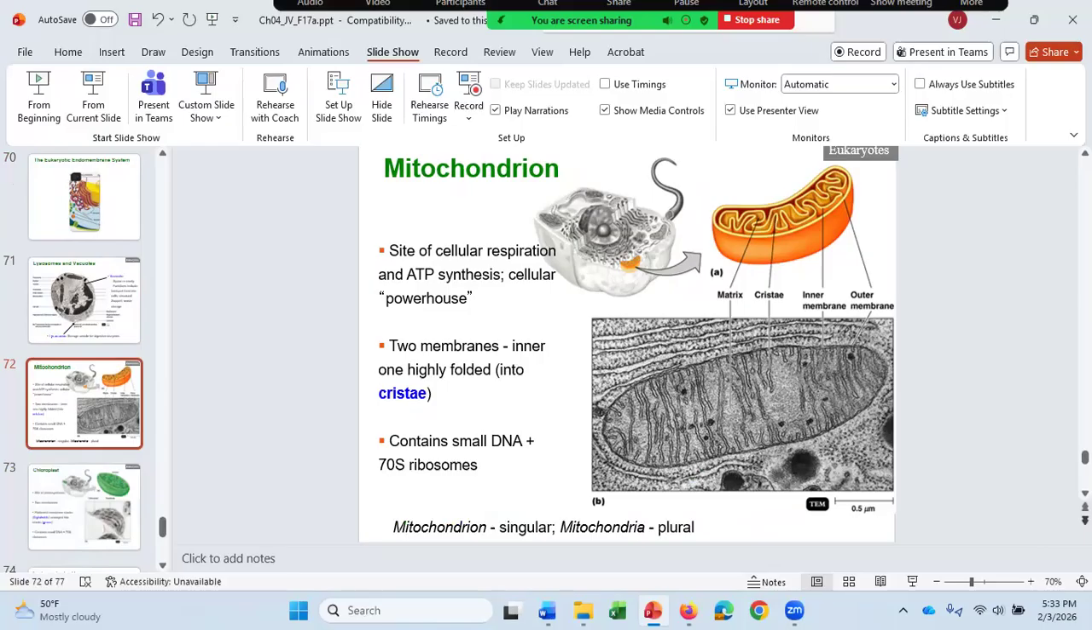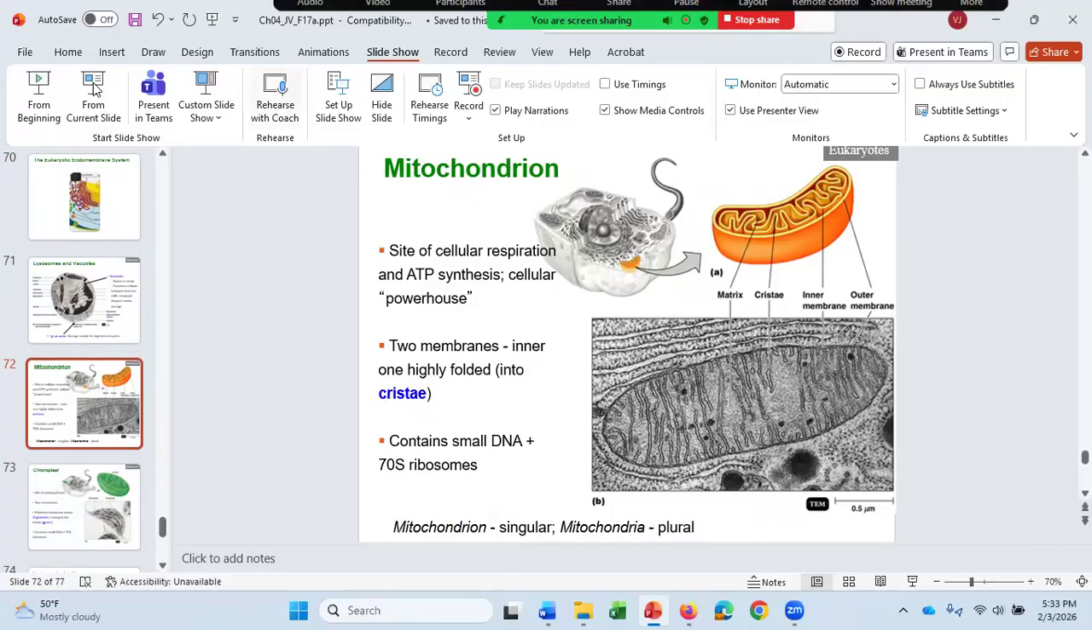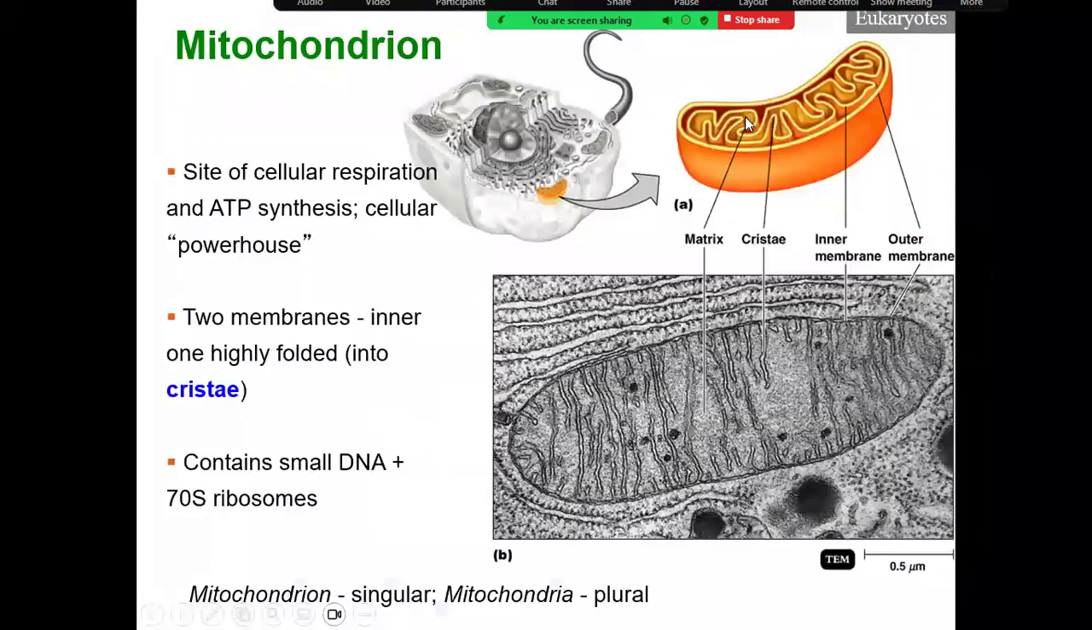All right, let's talk briefly about the mitochondria and the chloroplast. These organelles differ from other membrane-bound organelles because they have two membranes, an inner membrane shown here and an outer membrane shown here, at least of the mitochondria. The chloroplast has the same, although its inner membrane is much more complex and much more folded.